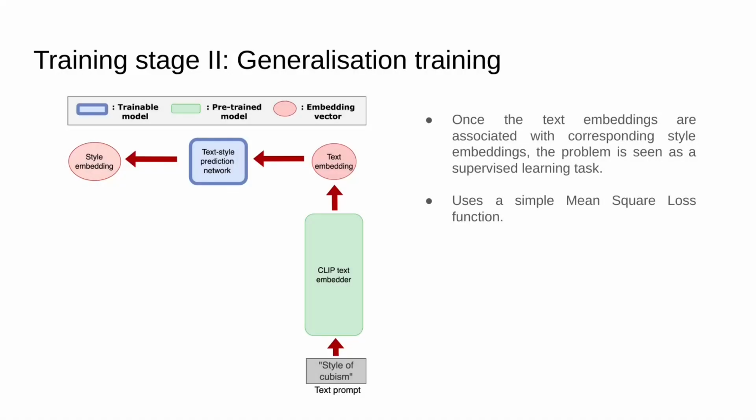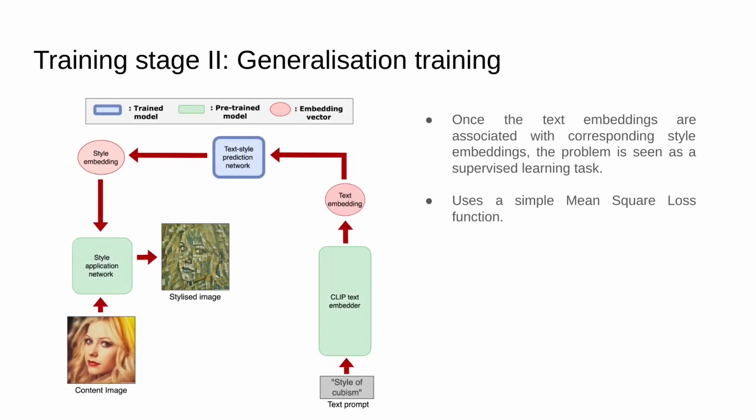We then take this dataset and simplify the problem into a simple supervised learning task where we train the text style prediction network on this dataset using a simple mean square loss. With enough data, this creates a generalized model that can stylize an image for a given text in a single forward pass. The inference pipeline looks like this.